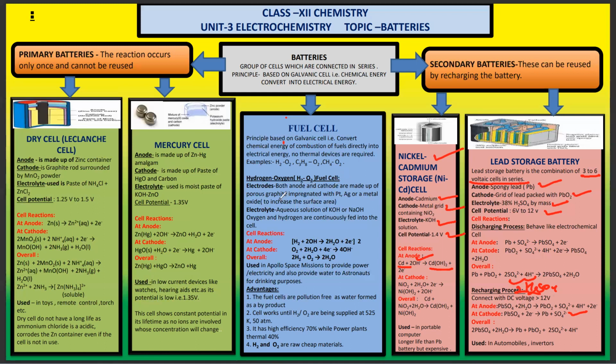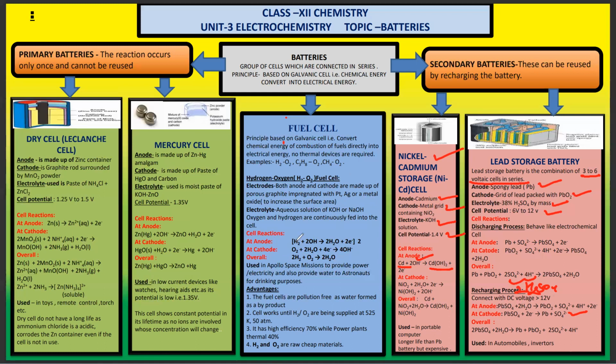Okay, now come to the electrodes. Both anode and cathode are made up of carbon rod incorporated with platinum powder to increase the surface area. Electrolyte is aqueous NaOH or KOH. Now, what is the cell reaction?